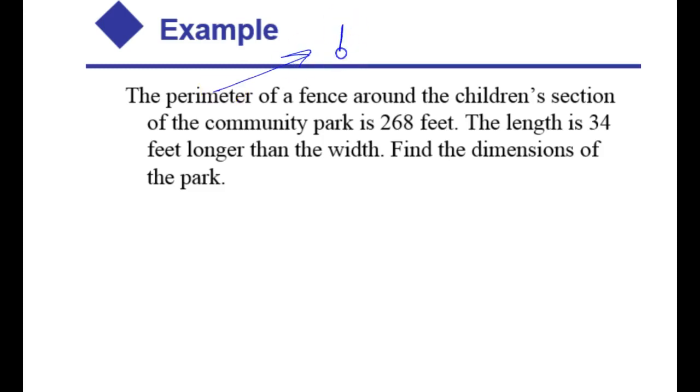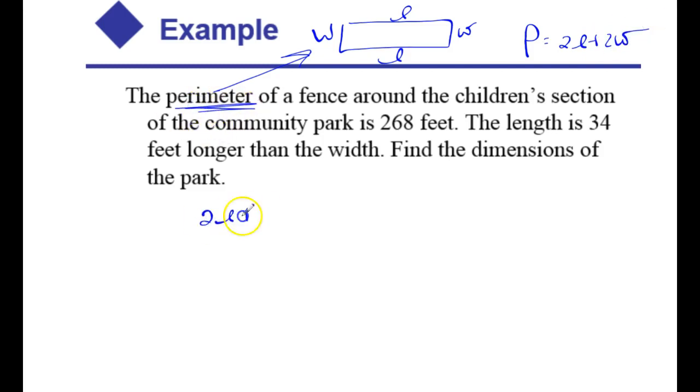The perimeter, I would always suggest drawing a picture, but there's another length and a width here, so the definition of the perimeter is twice the length plus twice the width. So I'm going to start with that. It says the perimeter, which means twice the length plus twice the width, equals 268.